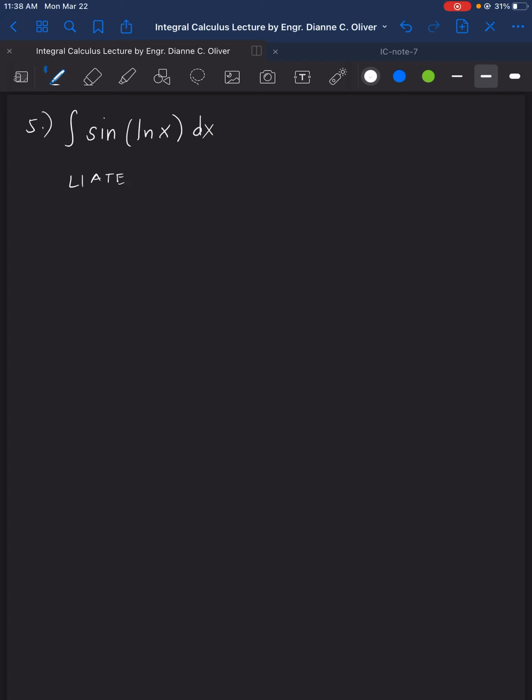So, does it mean that we will let u be equal to the ln x? The answer is no. It's not the L. So, which one? What we have here is only trigonometric. Ln x is actually the angle for sine. So, we only have trigonometric here. Therefore, we will obviously let u be equal to sine of ln x.